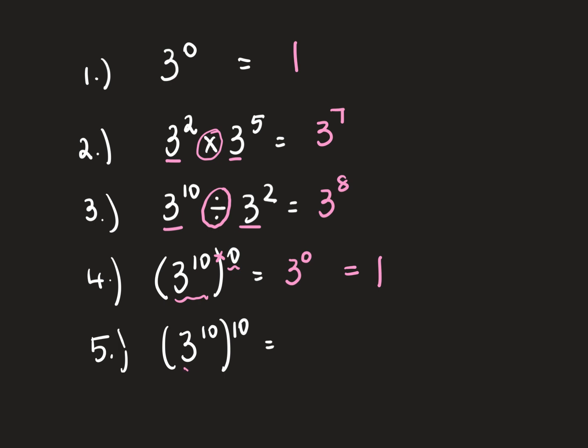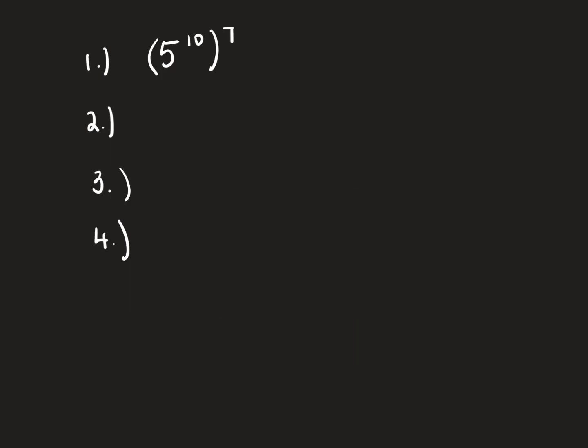Next one. Raising a power to a power, I multiply the indices. 10 times 10 is 100. Okay, go. See how fast you can write down the 4 answers for these.